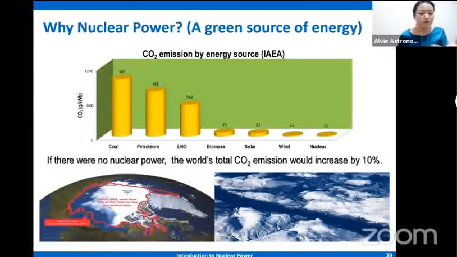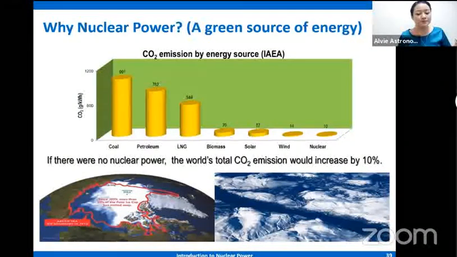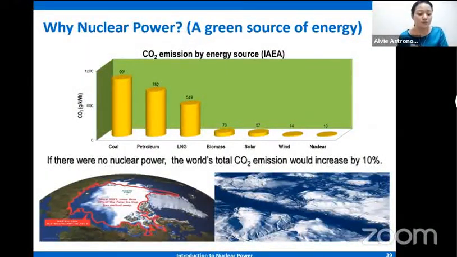On carbon, another reason why some countries are going nuclear is because it is a green source of energy. According to the IAEA, this is the data of carbon dioxide emission by energy source. Coal is the number one emitter with about 991 grams per kilowatt hour, and nuclear, already considering the whole nuclear cycle, is about 10 grams per kilowatt hour. Remember that the world's electricity supply is 10% from nuclear. If that's even removed, the world's total carbon dioxide emission would increase by 10%.